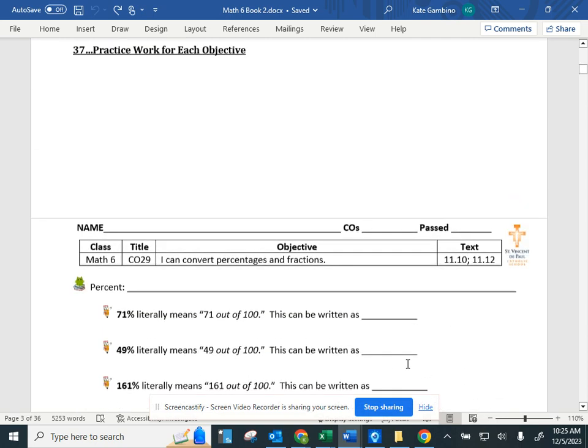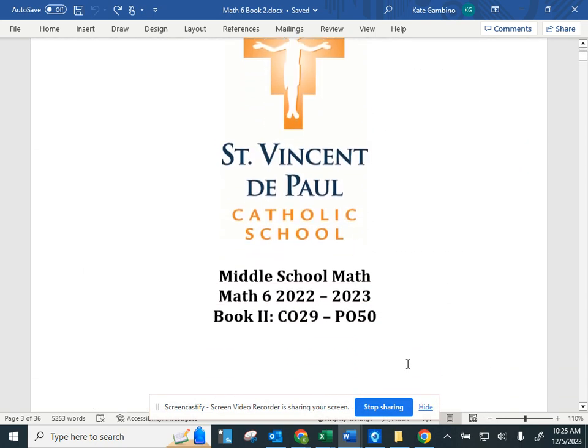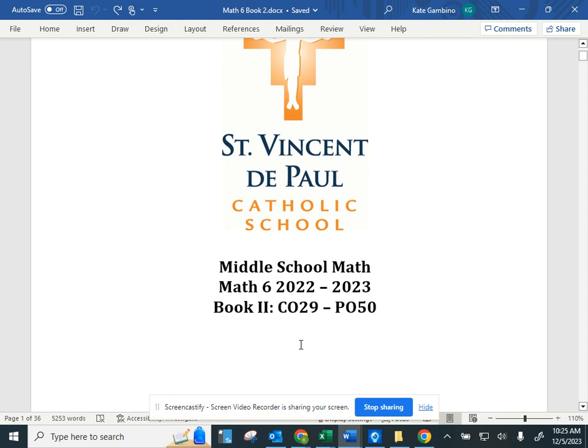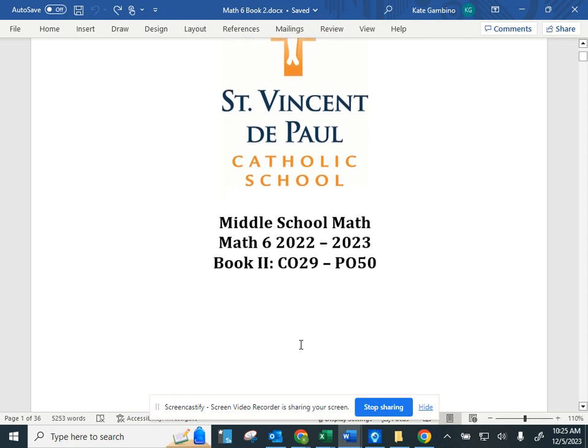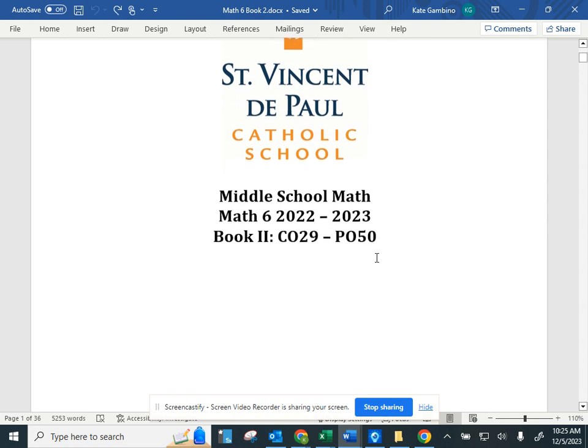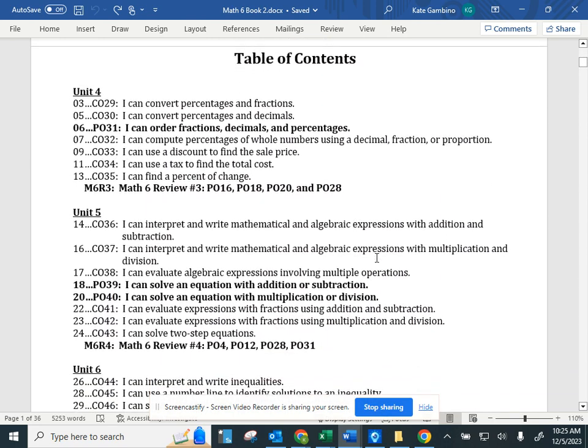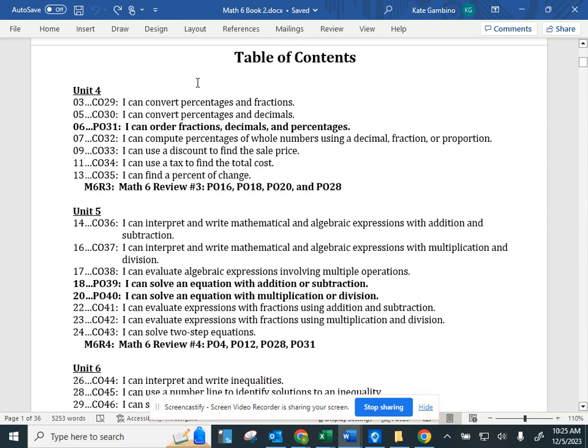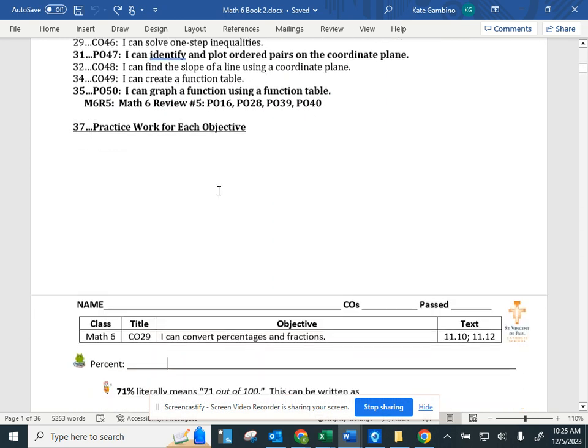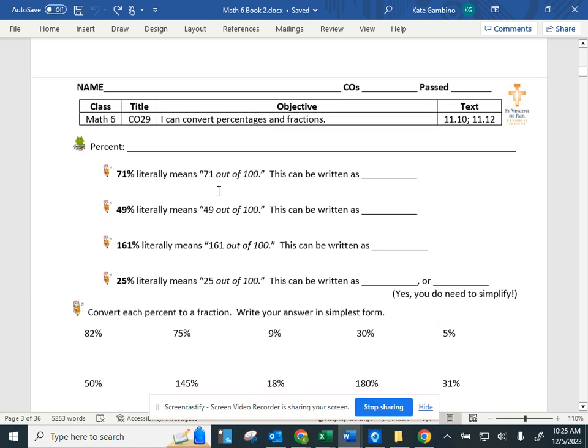Good morning. Today we are starting book 2 of our math program because it is trimester 2. So we will have objectives 29 to 50. We can see our first unit is unit 4, and we're going to be focusing on percentages. So let's look at CO29.